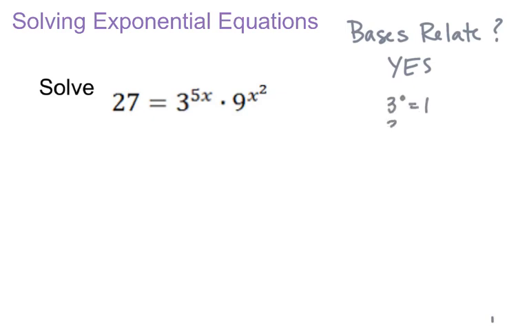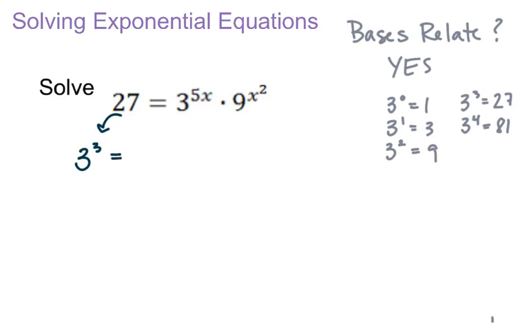3 to the 0 is 1. 3 to the first, 3. 3 squared is 9. 3 cubed is 27. So we've talked about these special powers, and we want to recognize when we see that in a problem. So I see 3, 9, and 27. I can rewrite all of these terms as base 3. 27 is 3 cubed. My 3, that's already a 3, so I'll leave that as 3 to the 5x.